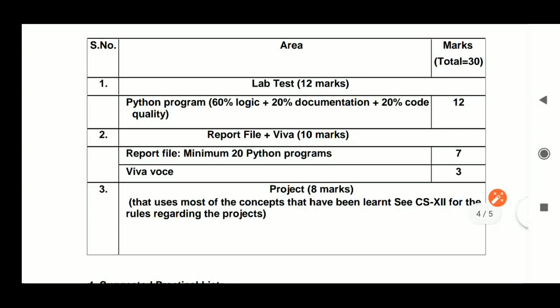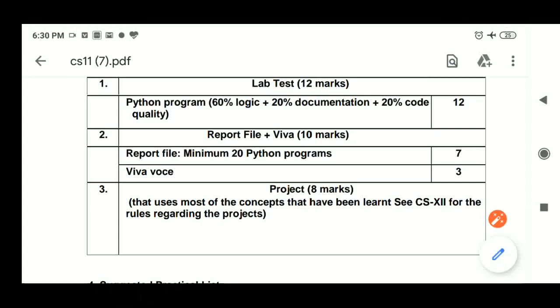Here 30 marks are there in practical. Out of that, you have to make a program for 12 marks and a report file for 7 marks. You have to prepare a practical file, and one viva will be there for 3 marks, and you have to do a project. That means you have to build a software. That will be your project work of 8 marks. So this is roughly what will be taught to you in class 11th. In detail it will be discussed when you start classes.